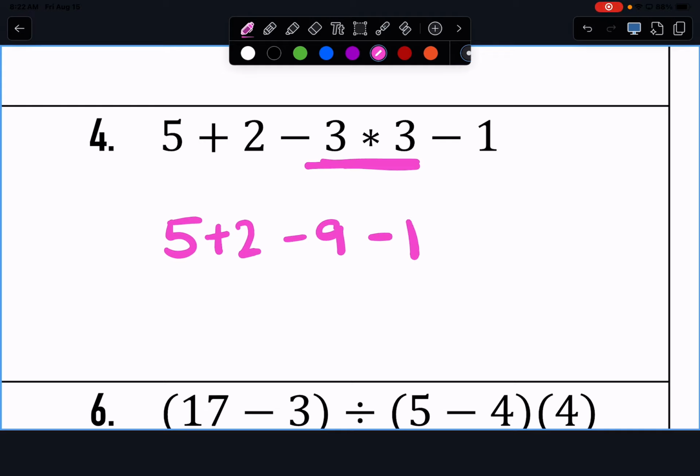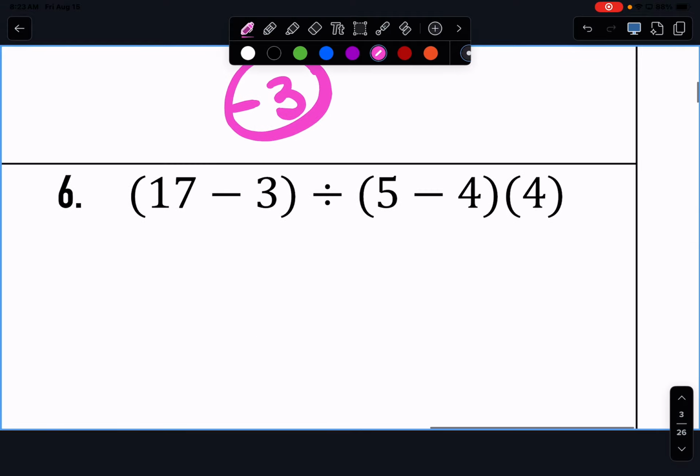What do we do from there? Just do it like normal. Left to right. So 5 plus 2 is? 7. Minus 9 is? Negative 2. Negative 2 minus 1 is? Negative 3. There we go.